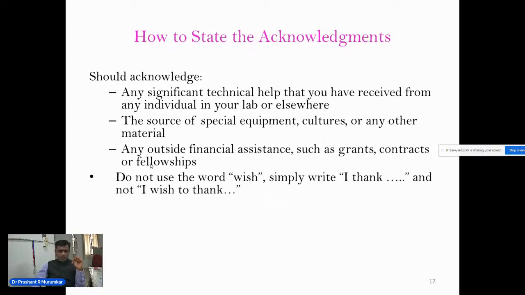So what type of things can you acknowledge? You can acknowledge any significant technical help that you have received from any individual in your lab, or even from elsewhere. You can acknowledge that person clearly. The source of special equipment, culture or any other material you have taken, that also you can acknowledge: that the person so and so, the lab so and so, has provided me this special equipment, culture or any other material.